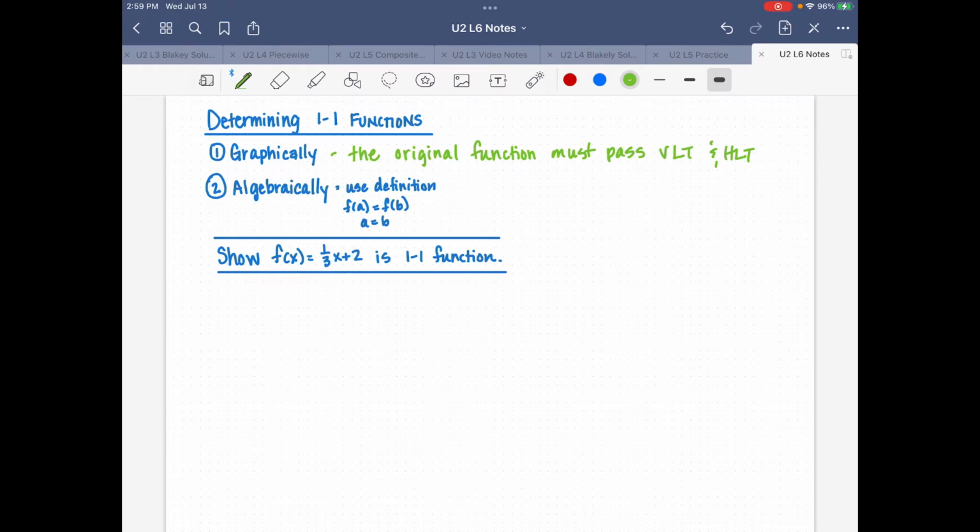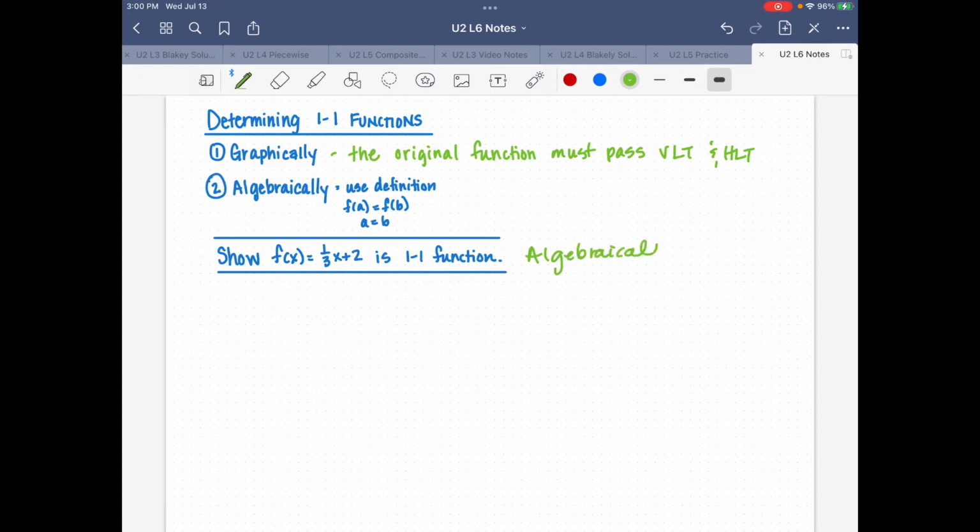But you're going to start to get into some functions that might not be so fun to graph. So you're going to want to know how to determine if a function is a one-to-one function algebraically. And we're going to use this definition right here, where f of a equals f of b, so a equals b. So let me show you an example. We want to show that f of x equals 1/3 x plus 2 is a one-to-one function, and we're going to do this algebraically.